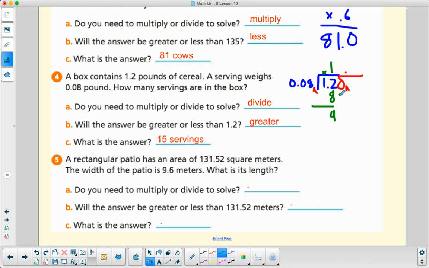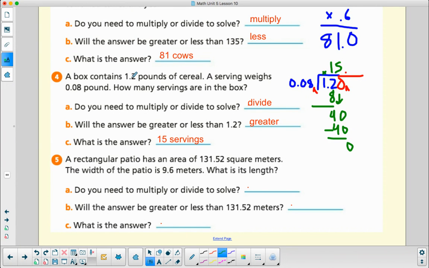4 is less than 8, so I can bring down. How many 8s in 40? There are 5. 5 8s are 40. And I do end up with nothing left. So I did get 15 servings.